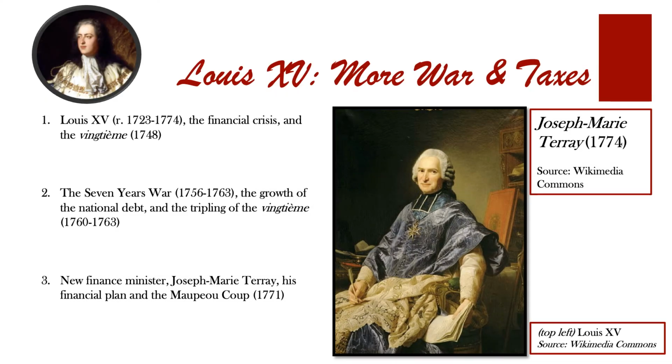Maupeou constructed new courts that would replace the parlements and packed them with royal allies, and then forced those new courts to approve Terray's financial plan. In the end, the triple vingtième was extended to 1781. The crown repudiated millions of livres of royal debt and reduced the payment on all rents by 10 to 15%. Louis XV's decision made things much, much worse.